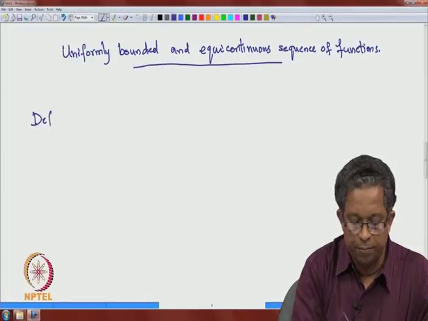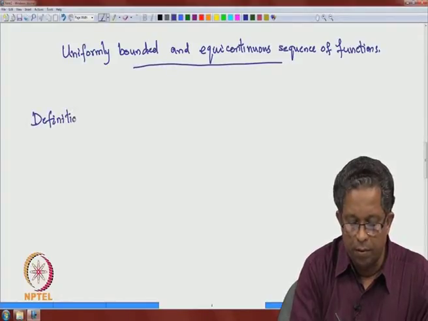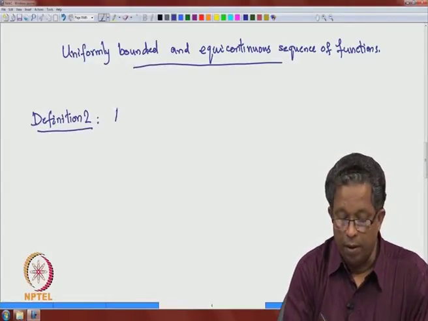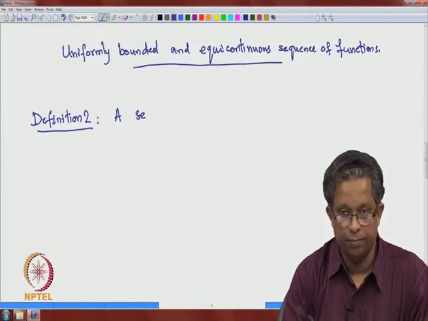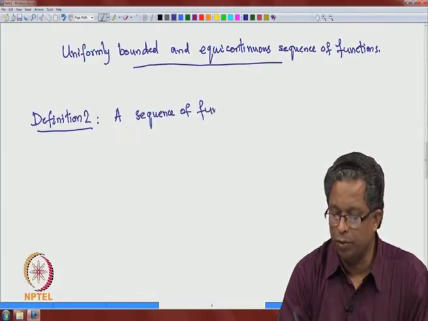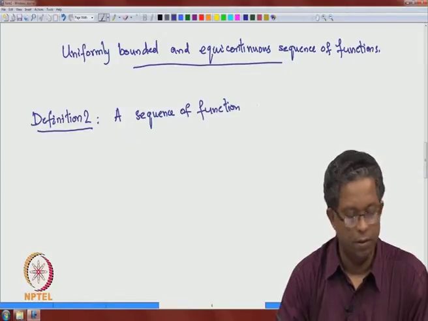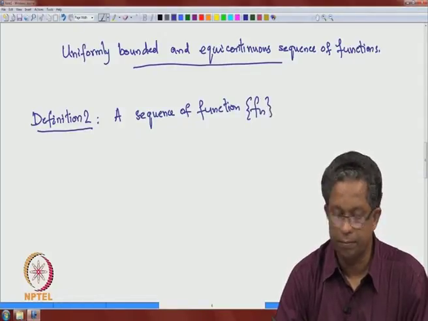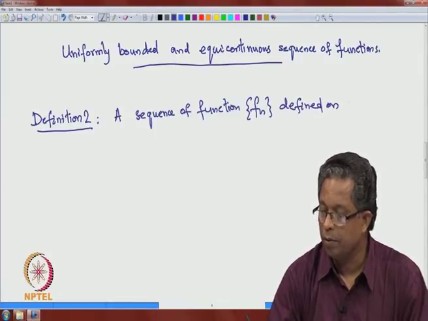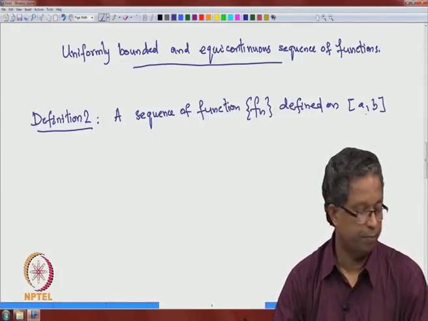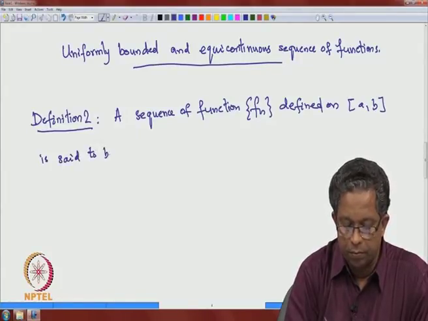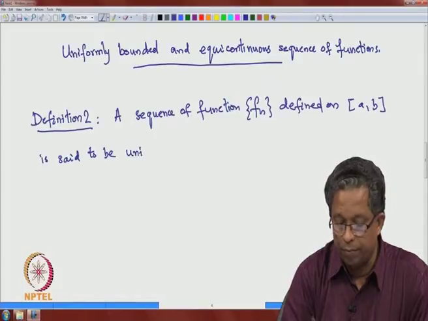So, my definition is, say definition 2, a sequence of functions, say Fn, defined on an interval [a, b], is said to be uniformly bounded.